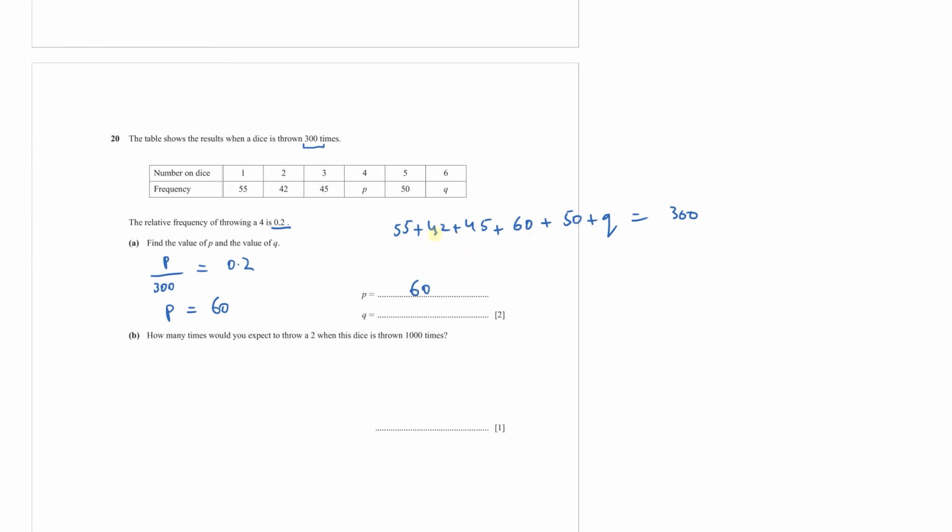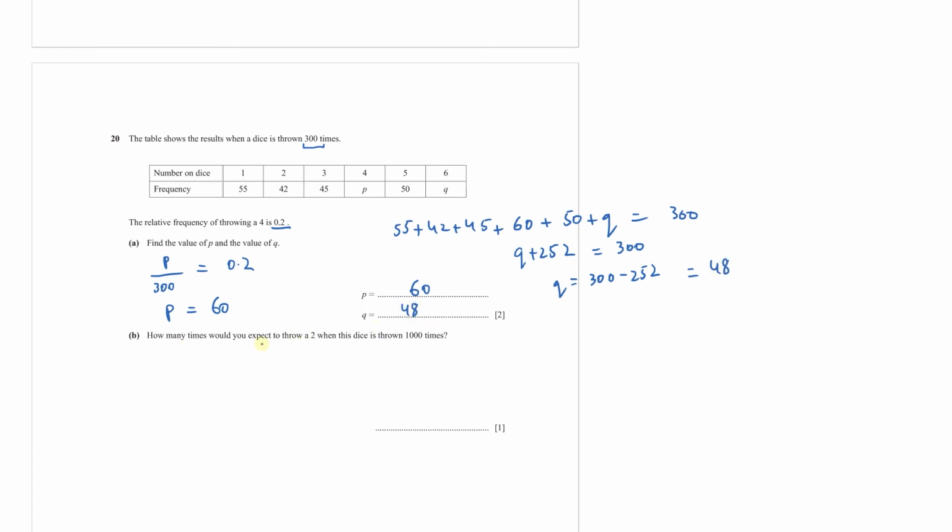So you get 200, 240, 240 plus this 5 and 5, 250, 252. So Q plus 252 is 300. And then Q will be 300 minus 252, which is 48. So value of Q is 48.